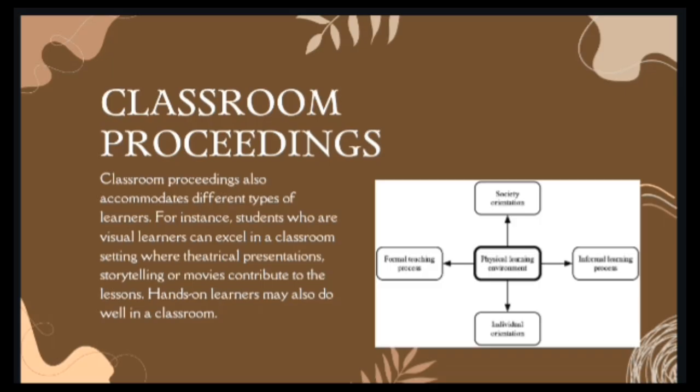So, next slide is classroom proceedings. So, classroom proceedings also accommodates different types of learners. For instance, students who are visual learners can excel in a classroom setting where theatrical presentations, storytelling, or movies contribute to lessons. Hands-on learners may also do well in a classroom.